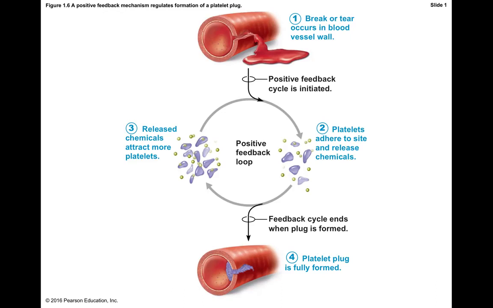Here is an example of a positive feedback loop, where you have basically damage to a blood vessel, and you release platelets. When you have platelets, you actually require more platelets, or attract more platelets. So you have a positive feedback loop going at the center, and that causes the damaged blood vessel to be plugged.